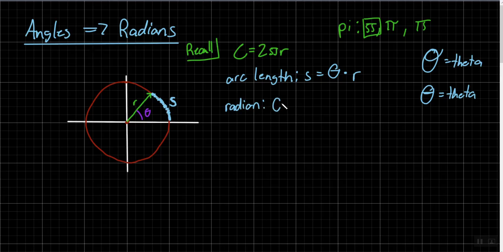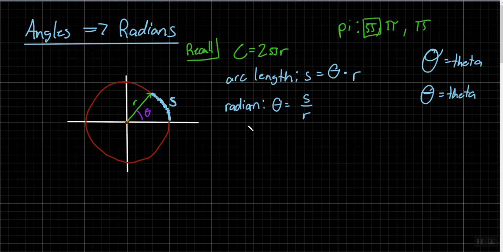Theta is radians, which, if we move this equation around, is the arc length divided by our radius. So this is radians. Theta is our radians. It's the same thing as degrees, except it's in radians. Radians is a portion of pi. So I go around the entire circle. What is that entire length?